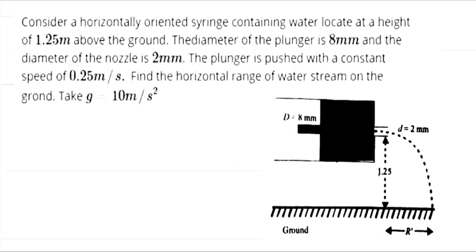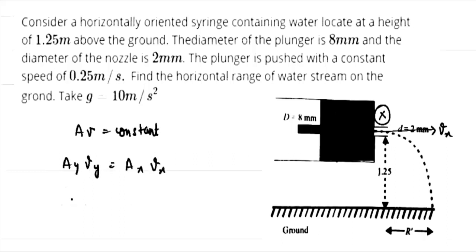Initially we have this diameter of the plunger, and let us calculate the velocity with which the water is coming out from the nozzle. Let this velocity be Vx. Let this point be x and let this point be y. So let's apply the principle of continuity at the points x and y. At x and y both the rate of flow of water would be same, that is area into velocity must be a constant. So at y, area of y into velocity at y must equal area at x into velocity at x. So the velocity at point x equals area of y divided by area of x multiplied by velocity at point y.